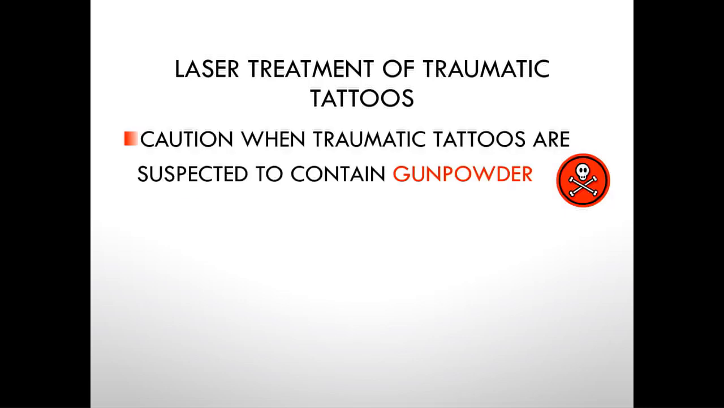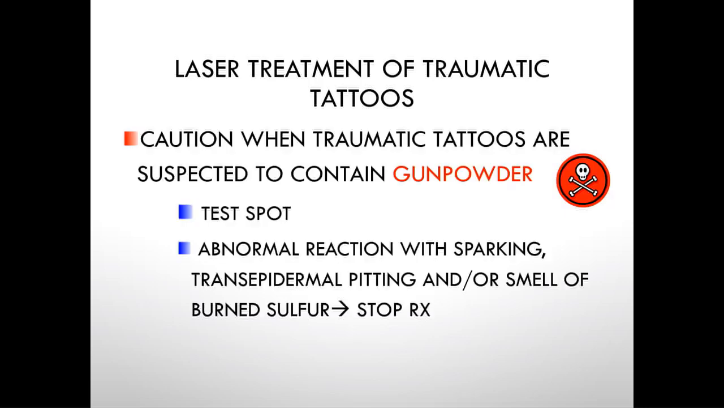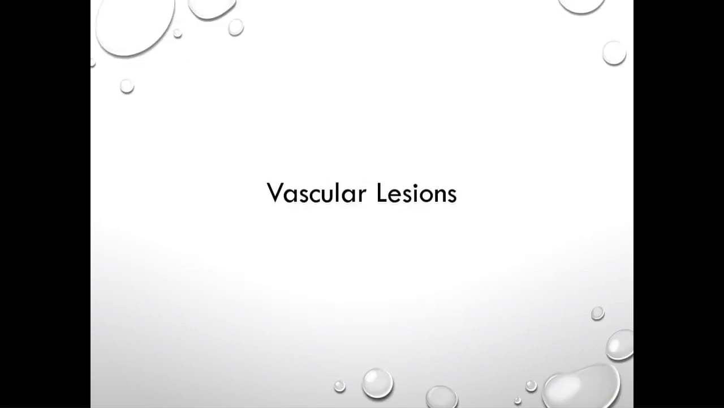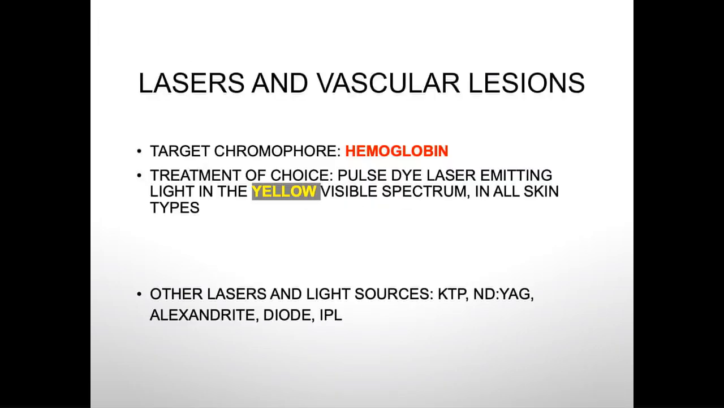If you suspect gunpowder, do a test spot, and if you see an abnormal reaction with sparking or transepidermal pitting and/or smell of burnt sulfur, you should stop the treatment immediately. And finally, vascular lesions. For vascular lesions, the target chromophore is hemoglobin, and the treatment of choice is pulse dye laser, emitting light in the yellow visible spectrum.